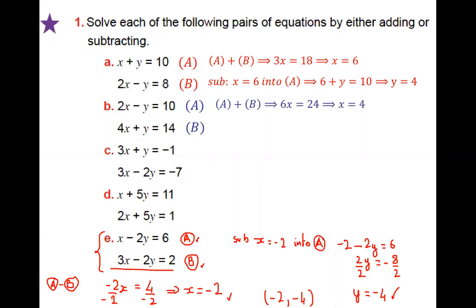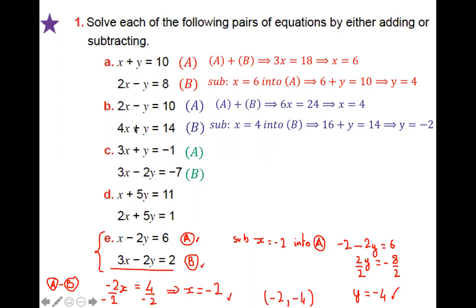Sub x, this time I'm probably going to sub x into B because I've got y which is positive. So sub x into B, give me the next stage. Then once you've sub x into B, you get 16 plus y equal 14, take away 16 both sides, you get y equal -2. That is my solution. So you can see it's much quicker than doing it graphically, right? Because you don't have to draw, but graphically you should get those answers.